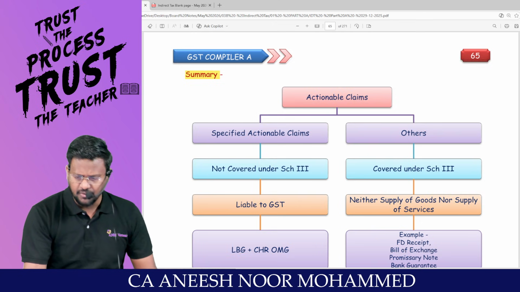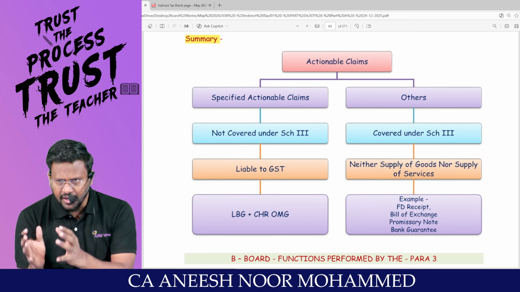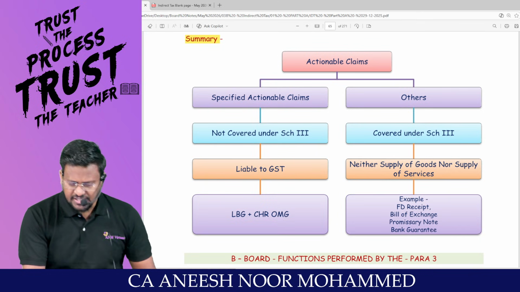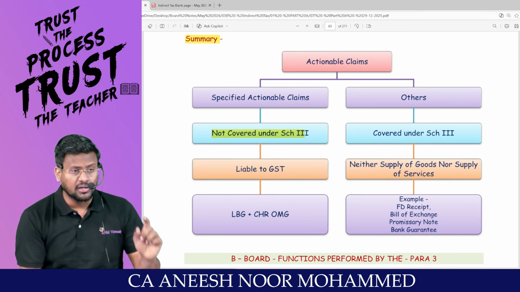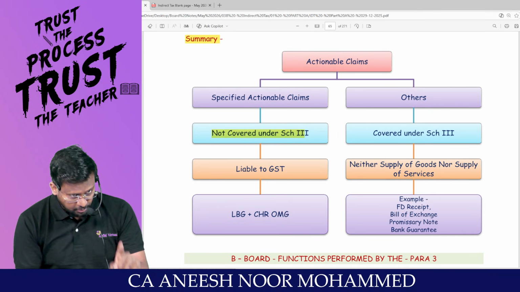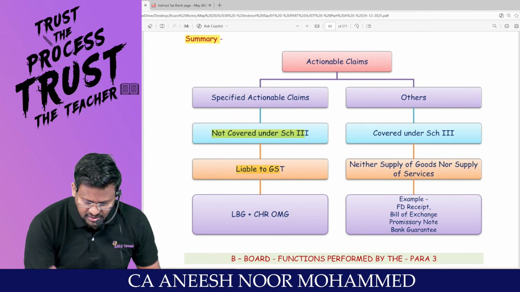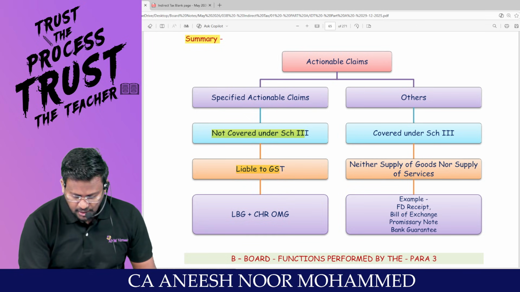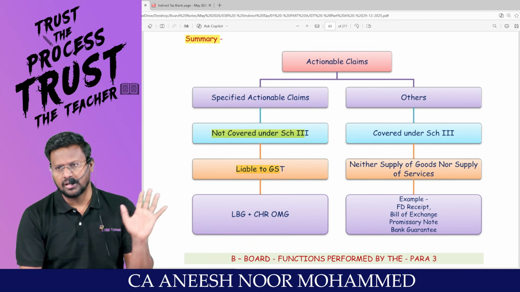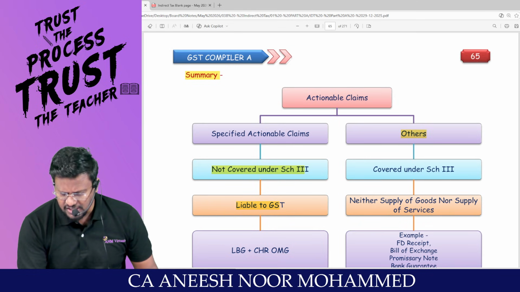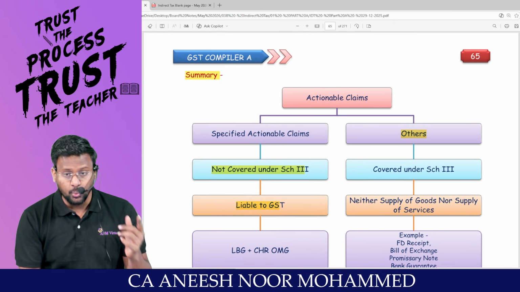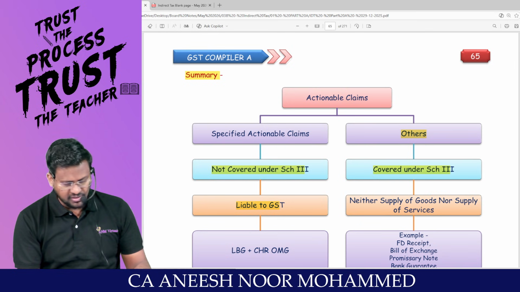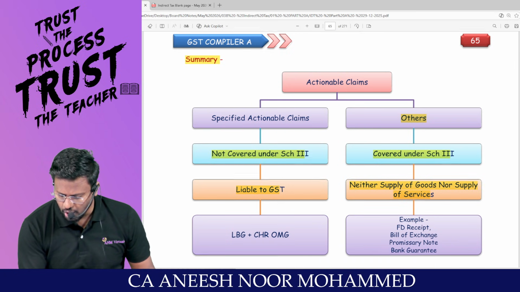Like this, we can summarize. Actionable claims can be classified into two categories: specified actionable claims and actionable claims other than specified. You tell me, specified actionable claims are not covered under Schedule 3. That means they are liable to GST. Examples are lottery, betting, gambling, casino, horse racing, and online money gaming. Whereas actionable claims other than specified ones are covered under Schedule 3, which means those items are neither supply of goods nor supply of services.